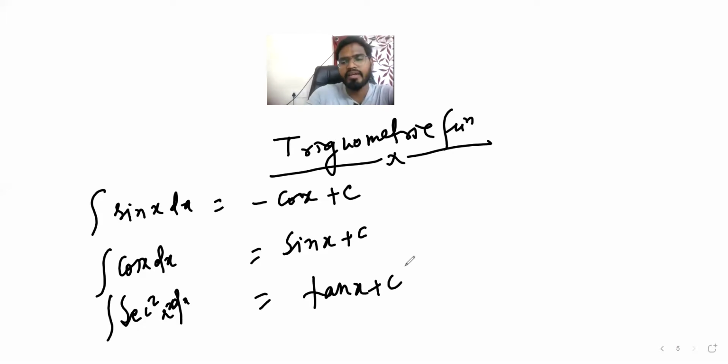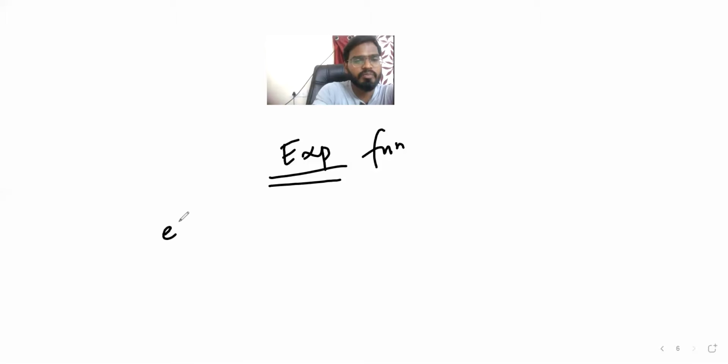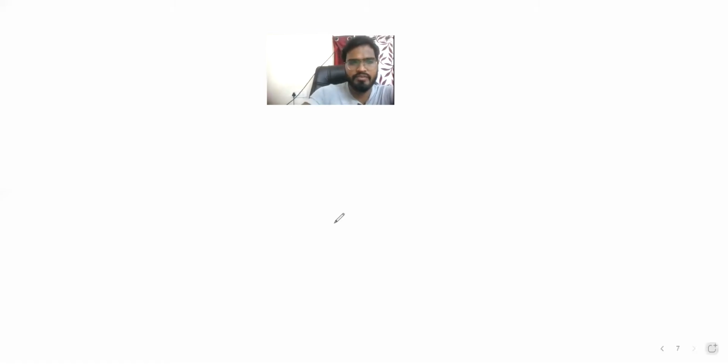Now let's see the exponential function. If you see, the integration of e to the power x, as there is no change in differentiation, there will be no change in integration also. That's it. So these are the things we should know. The integration of 1 by x is ln x, that we learned. Let's see a few numericals which are going to help us.